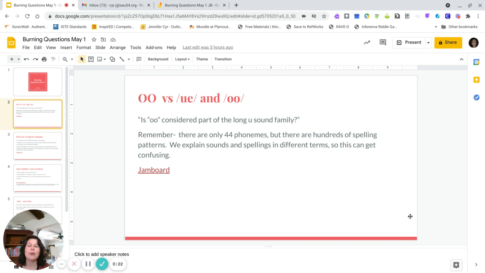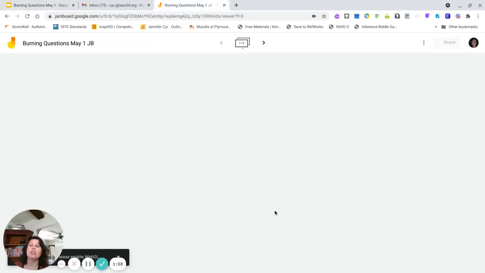So, the first question was about whether oo is considered part of the long U sound family. All right, and I know that we see it taught in conjunction with the long U sound, but it's really two different sounds. So there are some things before I jump to my Jamboard I want you to keep in mind, which is that there are 44 phonemes in our language and hundreds of spelling patterns. So we explain sounds and spellings in different terms, and this can be confusing for us and confusing for our students. So I wanted to explain the sounds and how they're used in instruction.